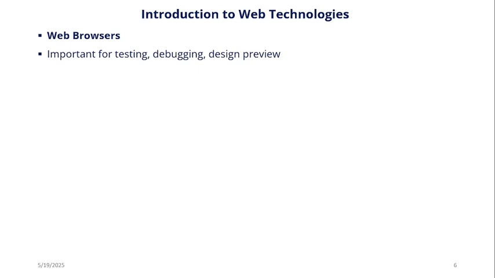Also, as somebody that wants to learn how to build websites, web apps, web pages, you should have a browser installed in the system that you want to use to build. It is important for testing, for debugging, and for preview, seeing what you are doing before you put it out. Popular examples: Google Chrome, Firefox, Safari, Edge, Opera, so many of them.